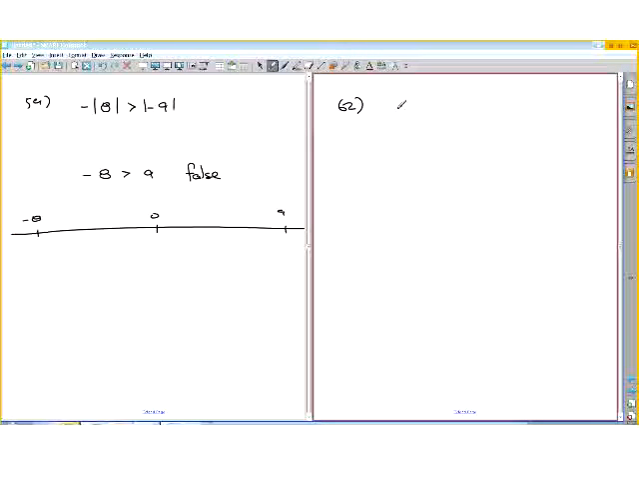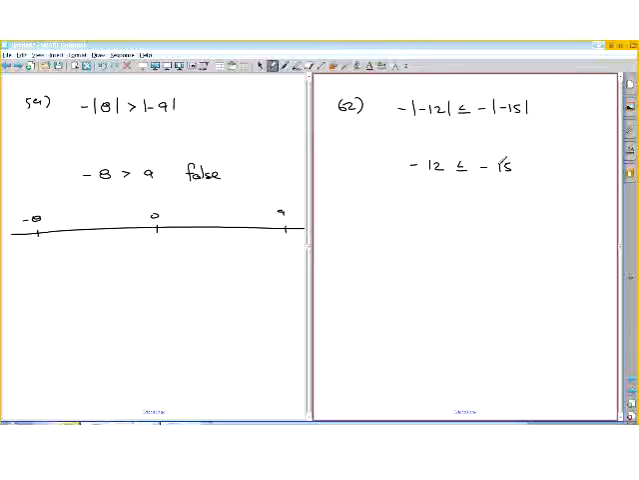62. So we have negative the absolute value of negative 12 is less than or equal to negative the absolute value of negative 15. Okay, so what is the absolute value of negative 12? It's positive 12. The absolute value is always positive. You have the same magnitude, you just always make it positive.